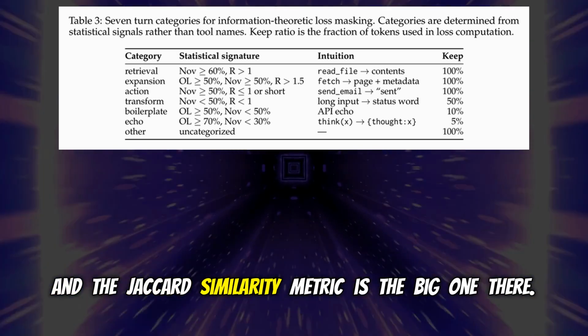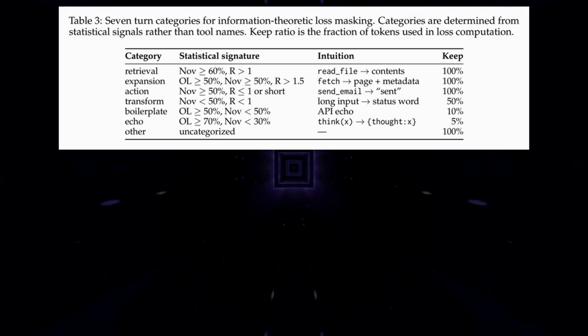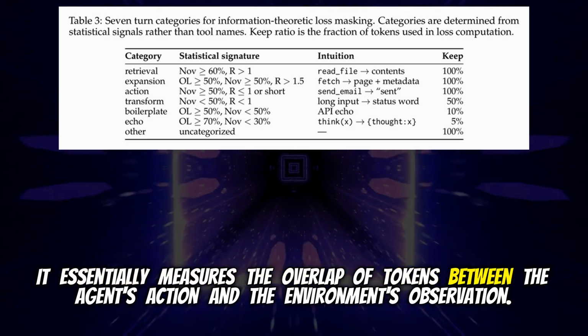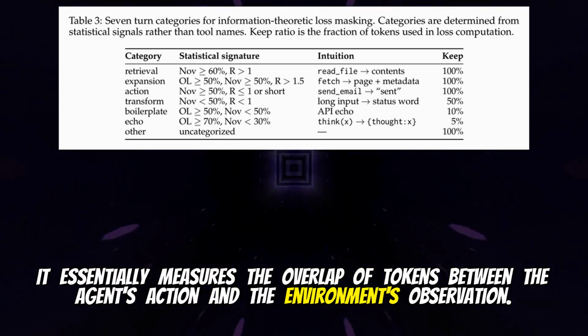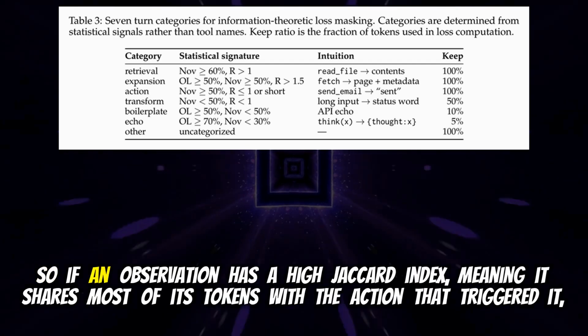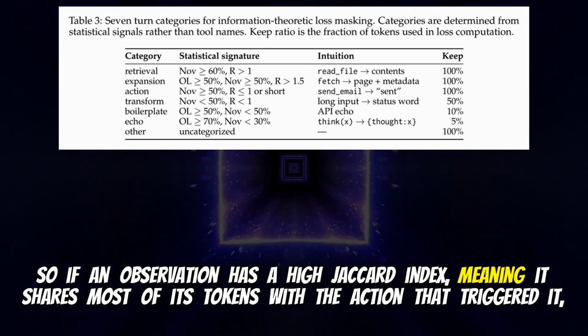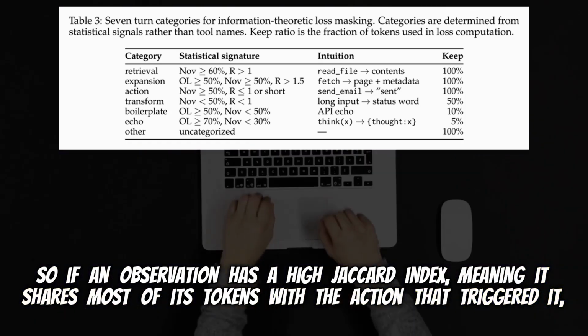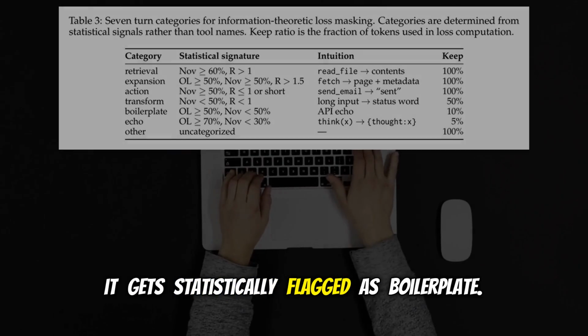They calculate metrics for every single action observation pair, primarily looking at length ratio, novelty overlap, and Jaccard similarity. And the Jaccard similarity metric is the big one there, right? Yeah. It essentially measures the overlap of tokens between the agent's action and the environment's observation. Right. So if an observation has a high Jaccard index, meaning it shares most of its tokens with the action that triggered it, it gets statistically flagged as boilerplate.